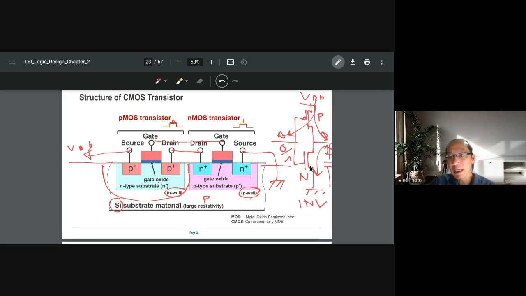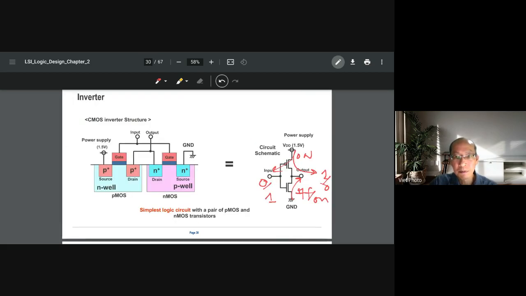However, because the N is faster, if you design these two with the same size, the same width, then charging here will be slower than when this one discharges here. Yeah, that's this one. I think that is the simple one here.